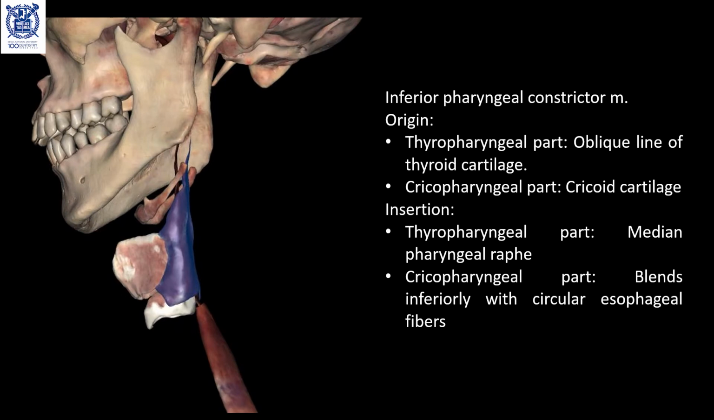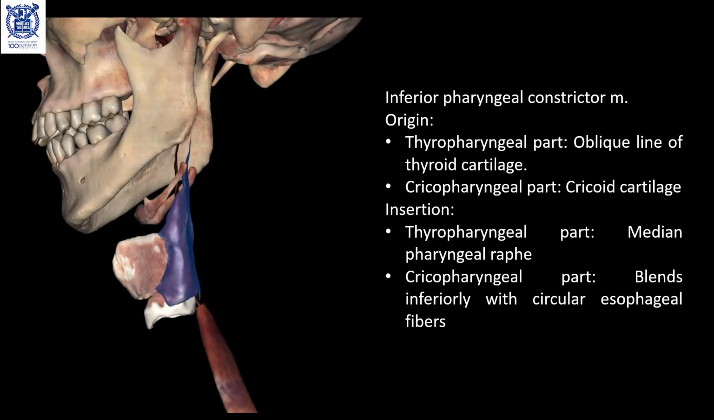The muscle is composed of two parts, the first arising from the thyroid cartilage, so it is called the thyropharyngeal part, and the second arises from the cricoid cartilage, so it is called the cricopharyngeal part. The thyropharyngeal part arises from the oblique line on the side of the lamina, from the surface behind this nearly as far as the posterior border, and from the inferior cornu.